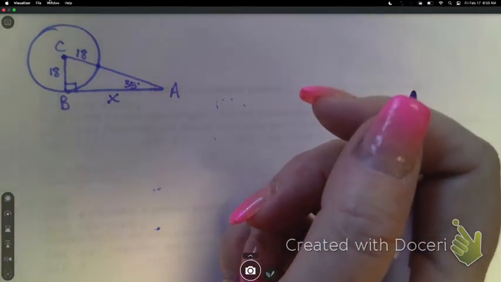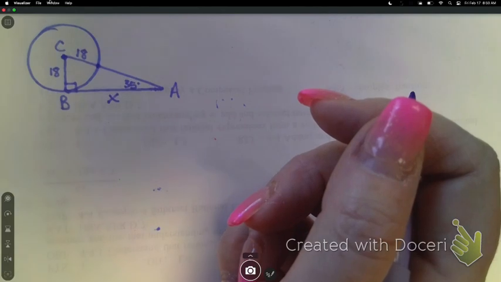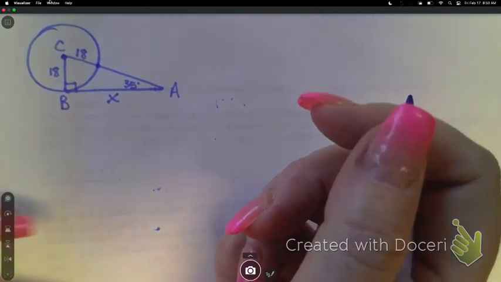So we're going to have some steps on this one. It is not going to be just solving a basic right triangle. We have to do some work.